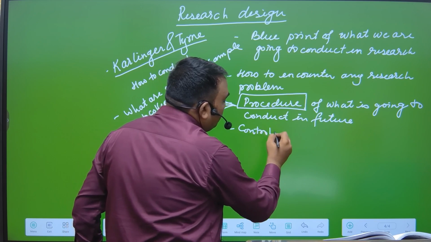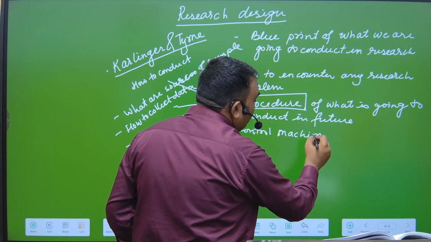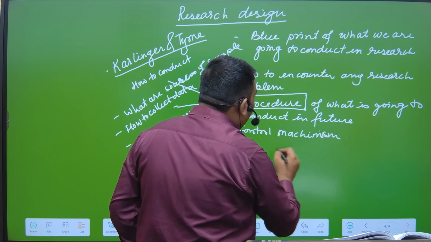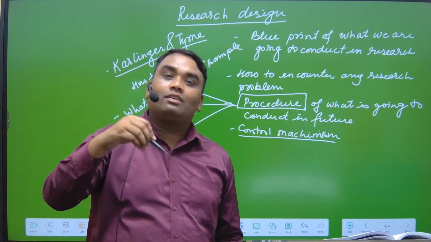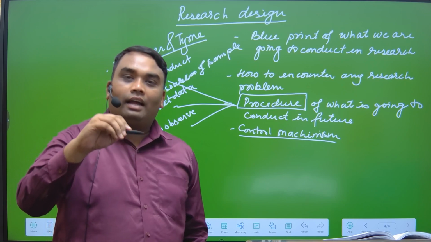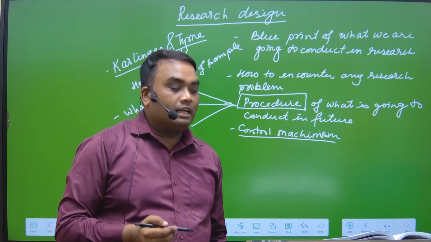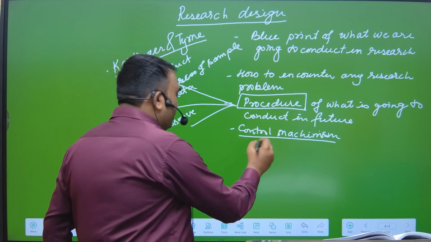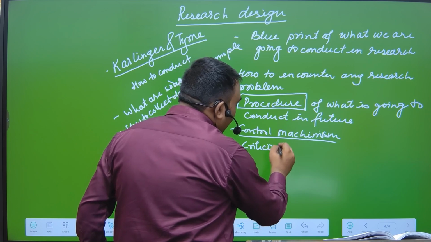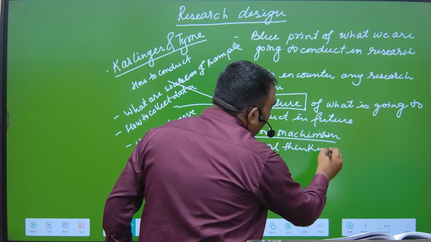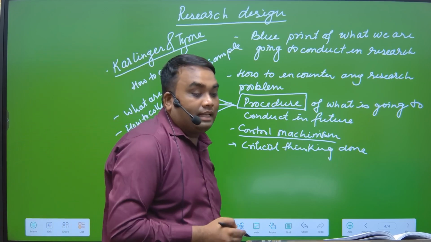And it is basically a control mechanism. Why is it a control mechanism? Because by research design you can easily evaluate what is important, and how we can eliminate any type of extraneous effects. That is what control mechanism means initially, because critical thinking can be done. So critical thinking is possible there, so research design is important.